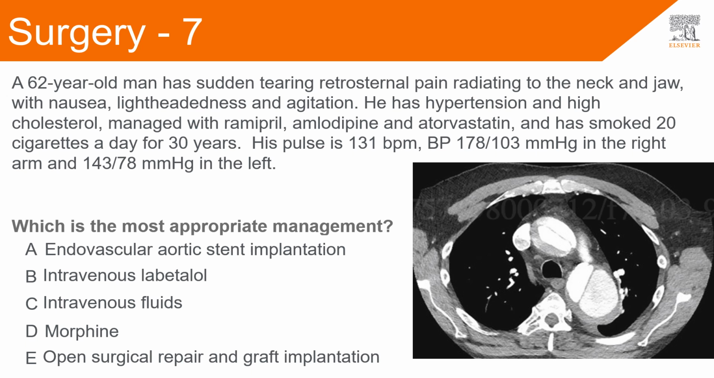Moving on to question 7. A 62-year-old man has sudden tearing retrosternal pain radiating to the neck and the jaw, with nausea, lightheadedness and agitation. He has hypertension and high cholesterol, managed with ramipril, amlodipine and atorvastatin, and has smoked 20 cigarettes a day for 30 years. His pulse is 131 beats per minute. Blood pressure 178 over 103 millimeters of mercury in the right arm and 143 over 78 millimeters of mercury in the left. A CT abdomen is shown on the right hand side.